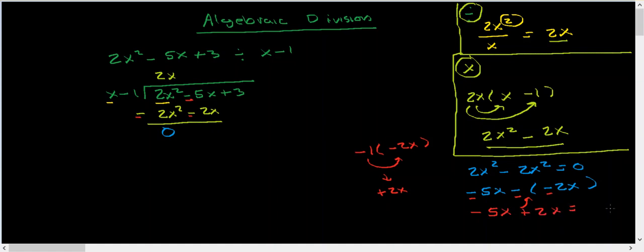And this will be equal to minus 3x. Okay, so minus 5x plus 2x will leave you with minus 3x. So then we can just write this up here. So this is minus 3x.